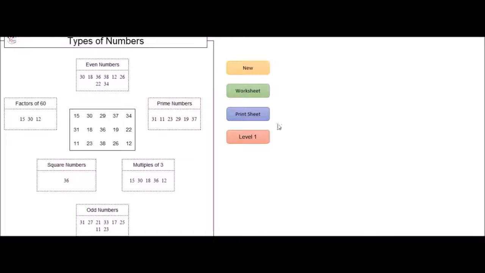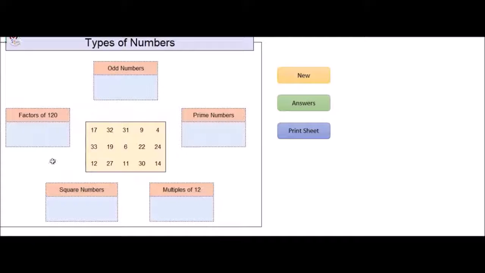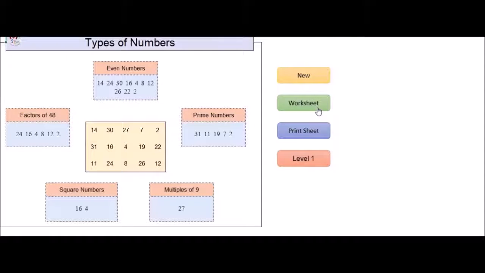Types of number. Again, we have a worksheet where we can work on the whiteboard, and we can always press new. The answers are always available, so the students get instant feedback for all the work or any work that they do, and the teacher never has to work anything out.